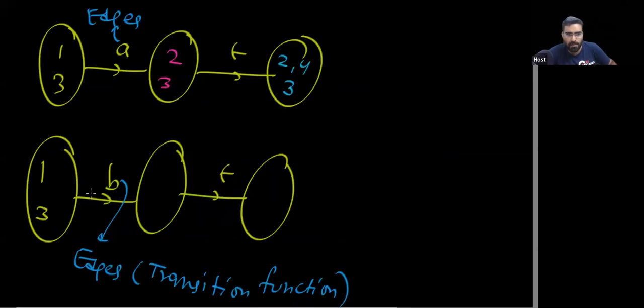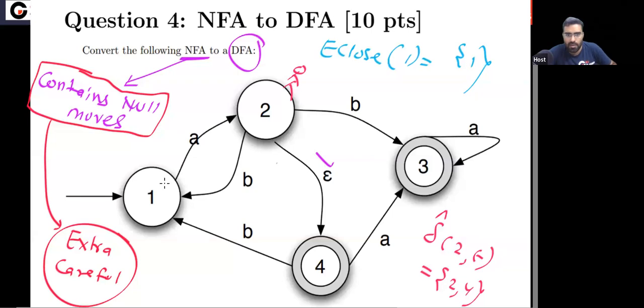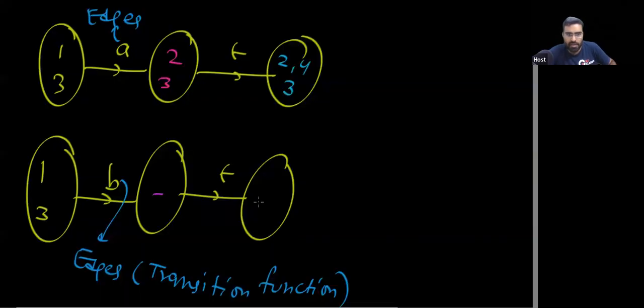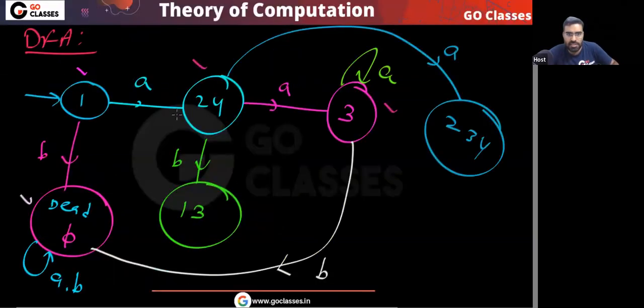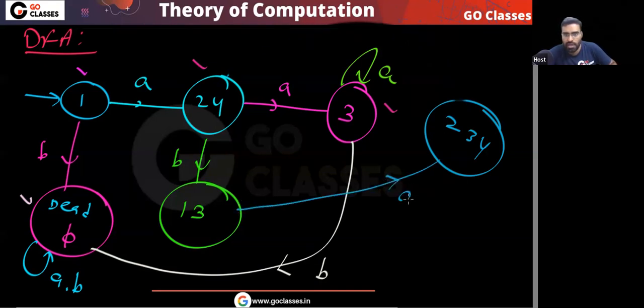On symbol B, where are you going? 1, 3 on symbol B are going to 5. Sorry, this state was already done. It will be like this: from 1, 3 on A, you are going here, and from 1, 3 on B, you are going here. Correct? Agree? So from 1, 3 on symbol A, you are going to 2, 3, 4, and from 1, 3 on symbol B, you are going to 5. So now these states are done.